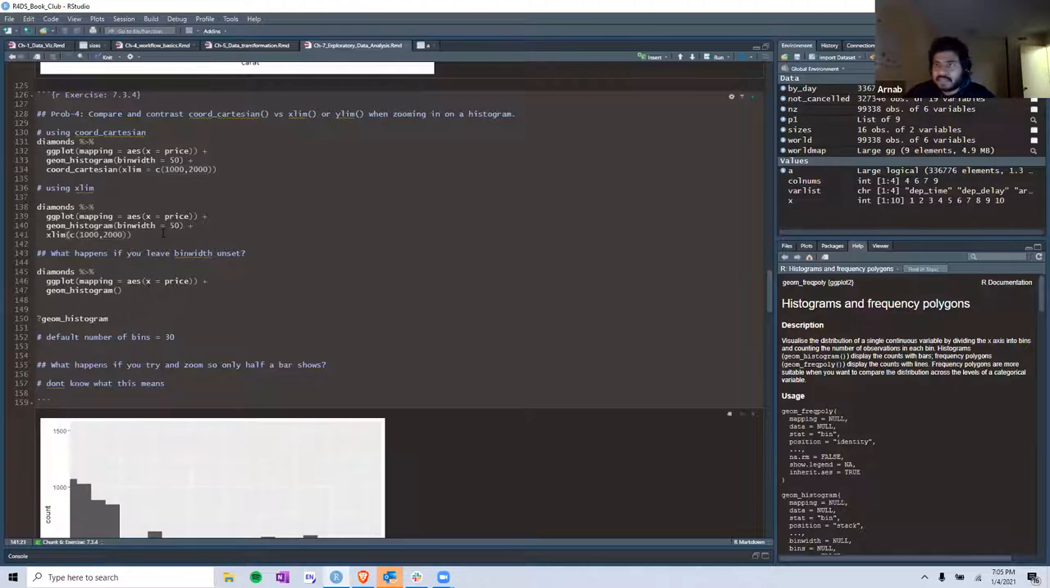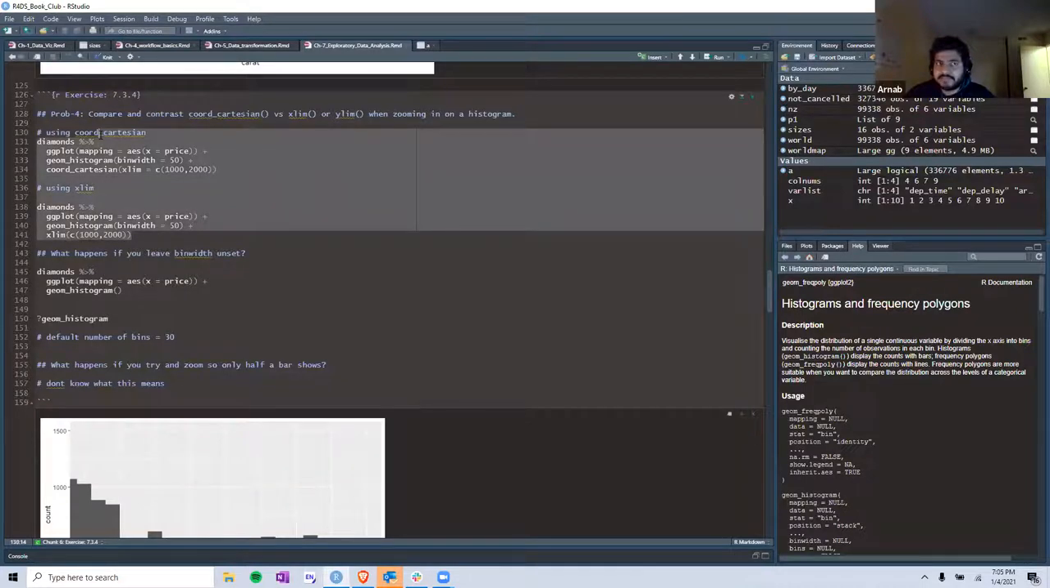So that was interesting. I can't think of when we would want to use one over the other, but it's certainly good to know the nuanced differences between Cartesian coordinate and xlim, and maybe we'll need to choose one over the other in some use case. So yeah, that was the first part of the question.